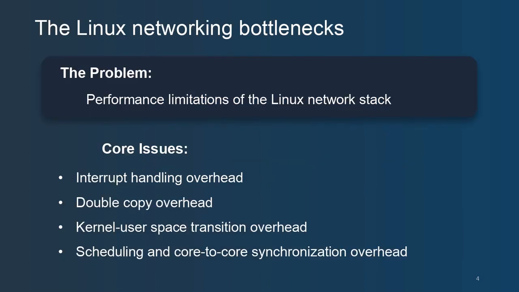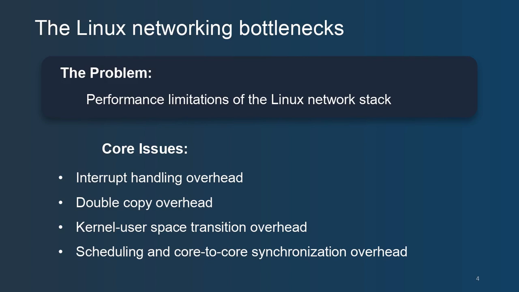So, what exactly is the problem? The standard Linux network stack is very reliable and flexible for general use. However, for high-performance applications, when packet rates exceed 1 to 2 million packets per second per core, the traditional approach becomes a bottleneck. It limits performance and increases latency. Here are the core issues in the traditional Linux networking path. First, interrupt handling overhead. Every incoming packet triggers an interrupt, which stops the CPU, causes a context switch, and breaks the cache.